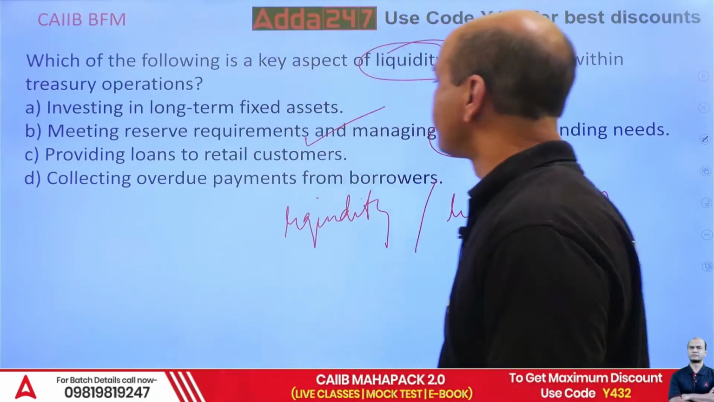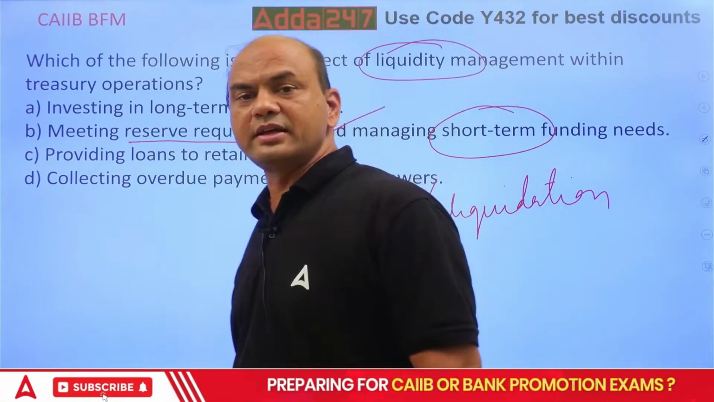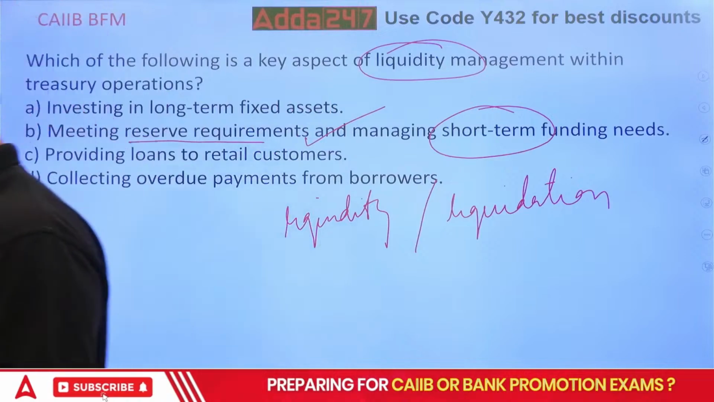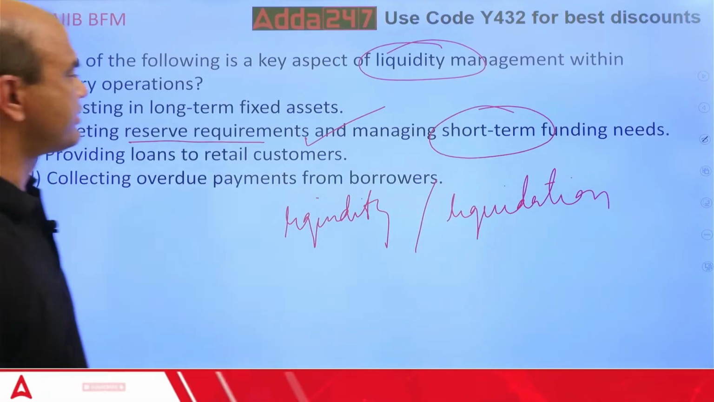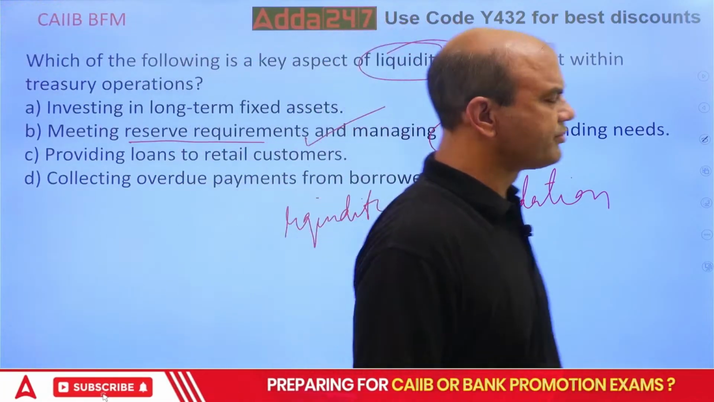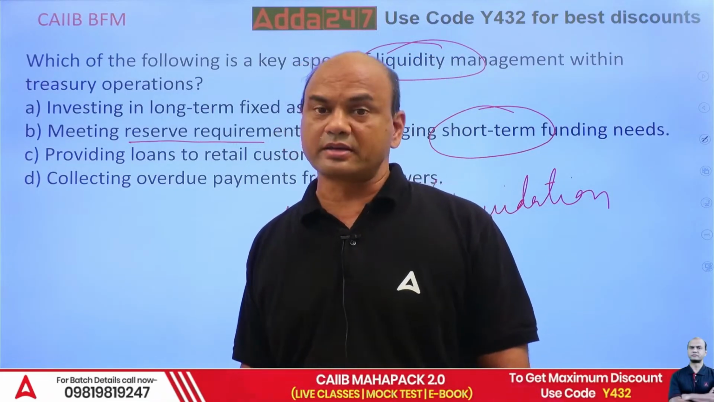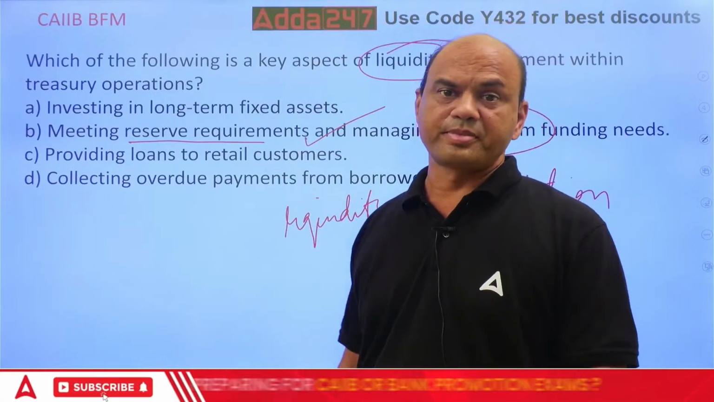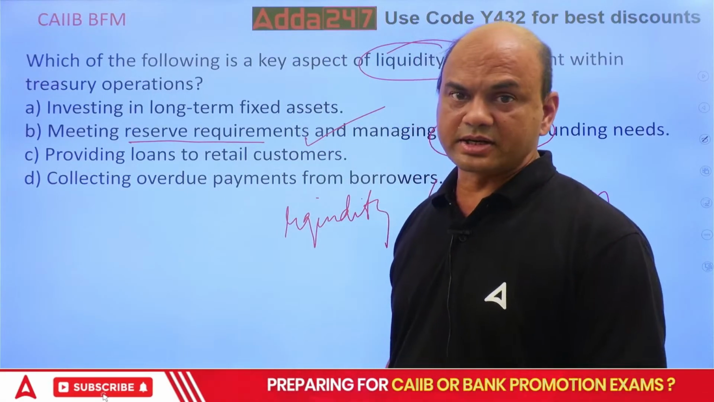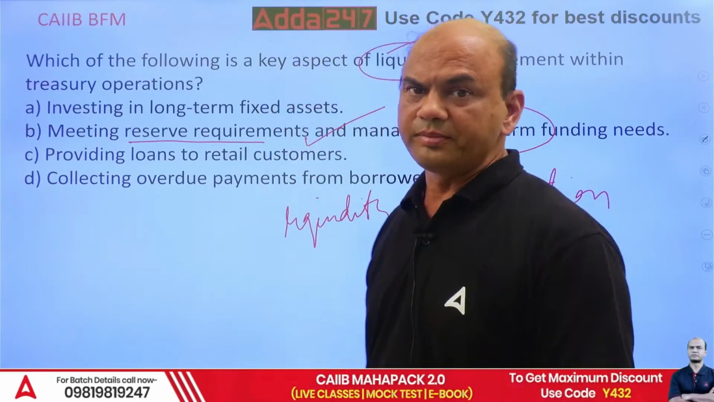Reserve requirements. Reserve means your CRR, SLR, CRAR, all these now. Now CRAR has also been added. Meeting the reserve requirements: CRR and SLR are to be maintained by the banks in our country compulsorily. CRAR is a Basel norm, capital to risk weighted asset ratio, or you call it CAR also, capital adequacy ratio.